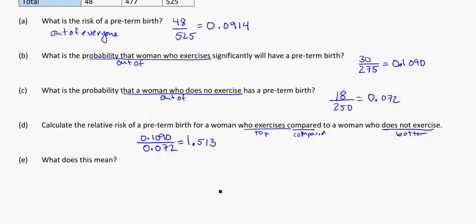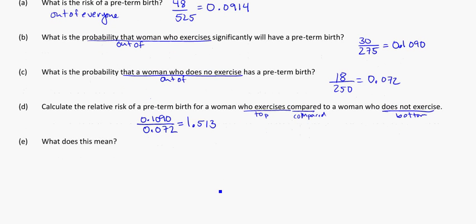So what does this mean? Here's where we have to give the interpretation of what the relative risk means. We would want to write this out in a full sentence. And remember, if a relative risk is bigger than 1, it means it's going to be a more likely situation. So this is increasing risk because it's bigger than 1.